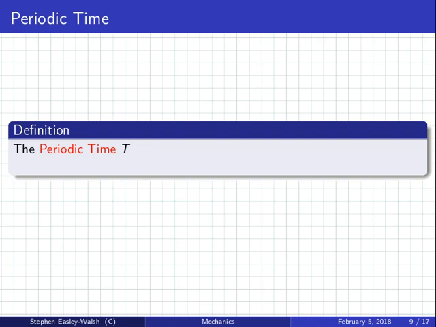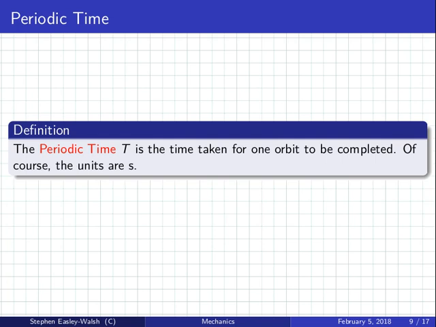Periodic time is the time for 1 rotation, 1 revolution. So, for example, if you look at this hand here, this one moving, what's the periodic time of this guy? How long does it take it to go around once? 60 seconds. Okay, so a big periodic time means it's moving slowly. So the periodic time is the time taken for 1 orbit to be completed, and of course the units are seconds.